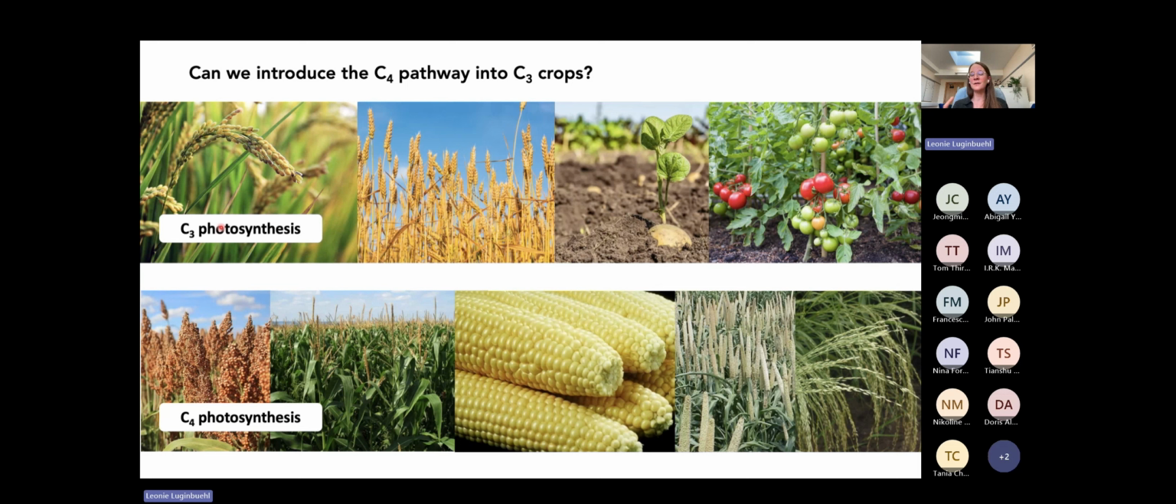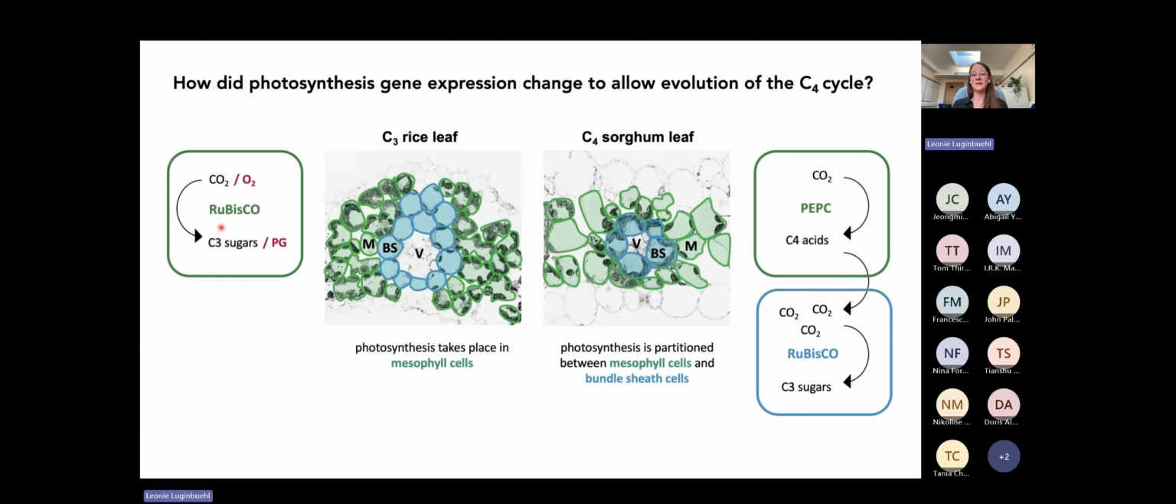And this is something that a lot of different research groups are working on currently across the world. But to be able to achieve that, we have to understand how exactly plants evolved C4 photosynthesis. And one of the steps that is always common during the evolution of C4 photosynthesis is that plants had to change the way in which they regulate photosynthesis genes.